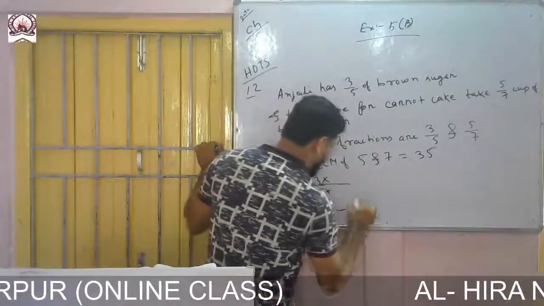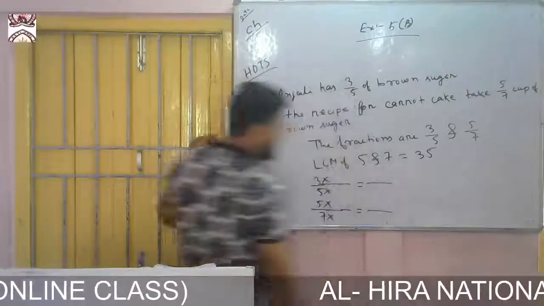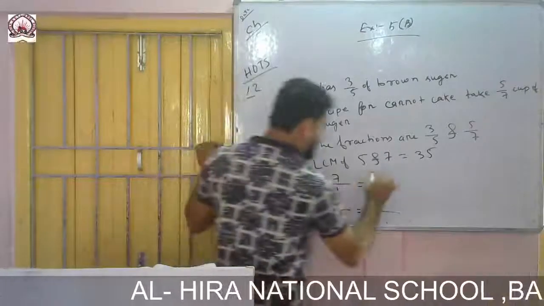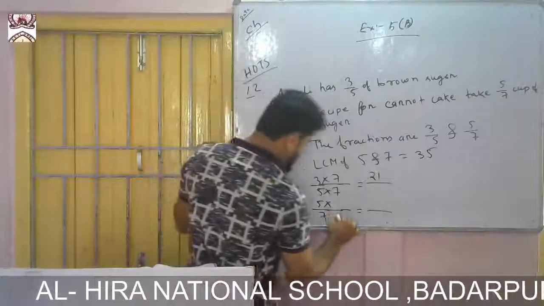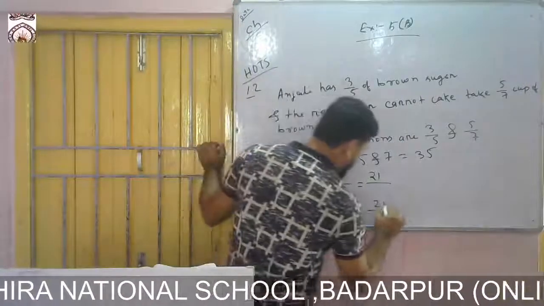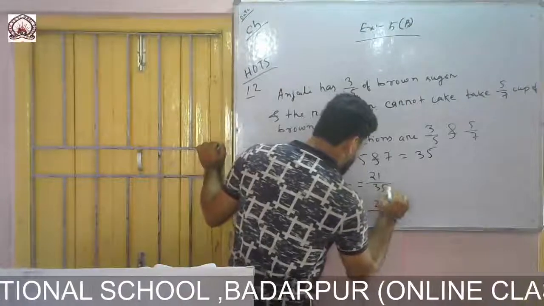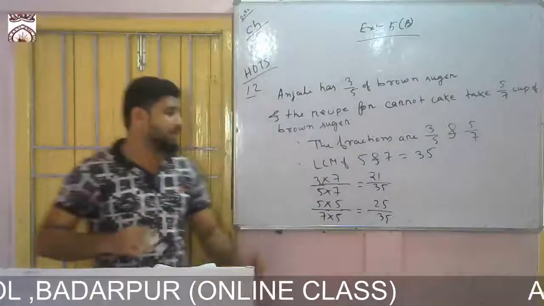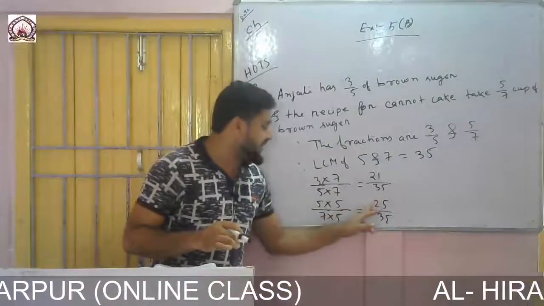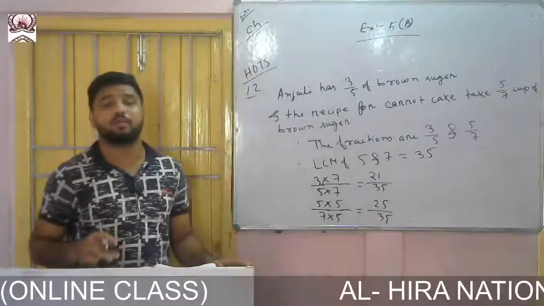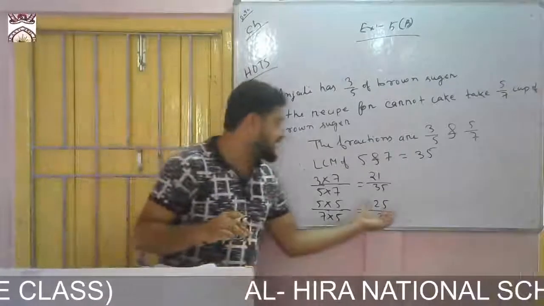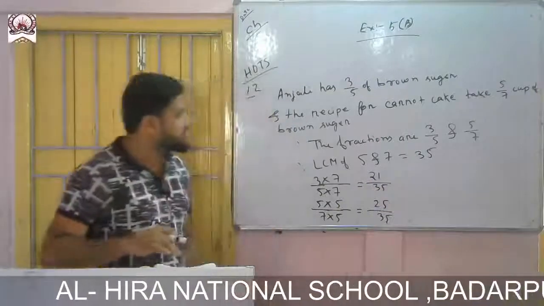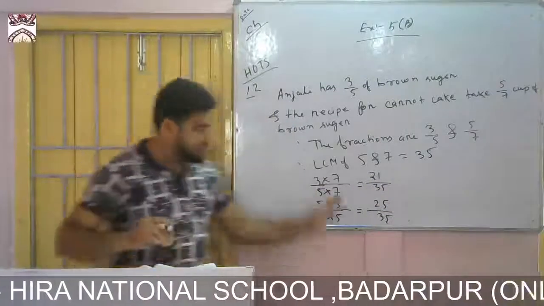Okay. So 5 7 ja 35. So I write here 7. Here what? 21. 7 5 ja. 5 5 ja 25. 25. So here 35. So you see from these two values that you can understand that 21 by 35 and 25 by 35. That means she doesn't have enough sugar, since 25 by 35 is bigger than 21 by 35. So she doesn't have enough sugar.